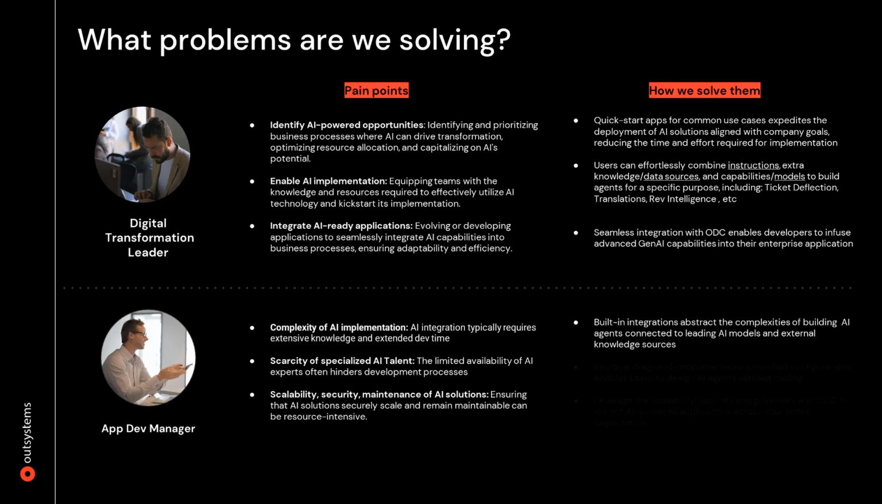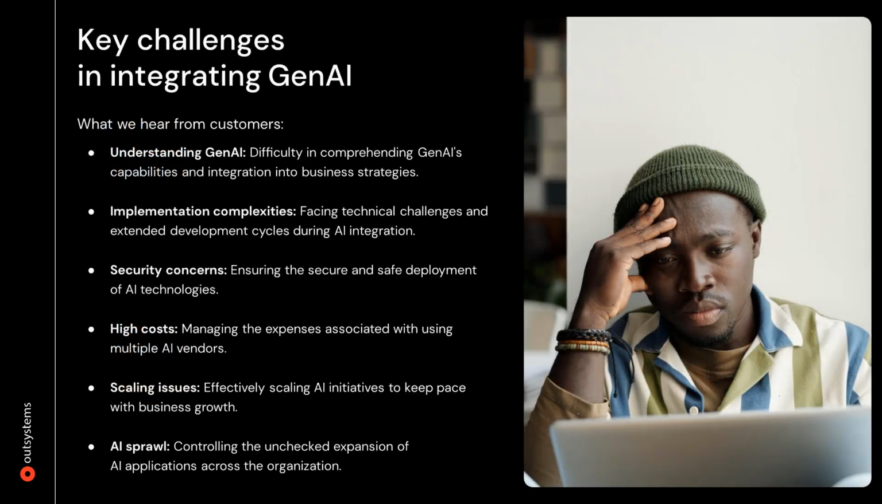At OutSystems, we recognize the challenges that many of our customers are facing, as well as the ways in which we can help them solve these challenges. We understand that the leadership across many enterprise organizations are having a difficult time identifying AI-driven opportunities, as well as equipping their teams with the knowledge and resources required to implement these technologies. Managers are also having challenges with the complexity of artificial intelligence, and they're having a difficult time finding the talent to implement these solutions. Add to the mix the importance of security, maintenance, and scalability across all AI solutions, and they really have their work cut out for them.